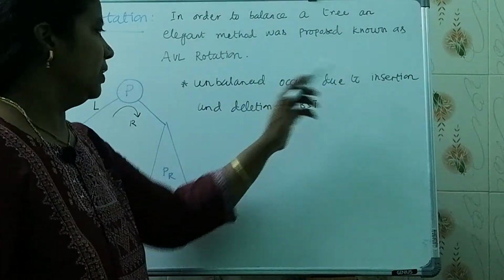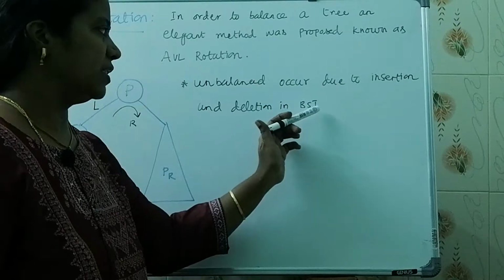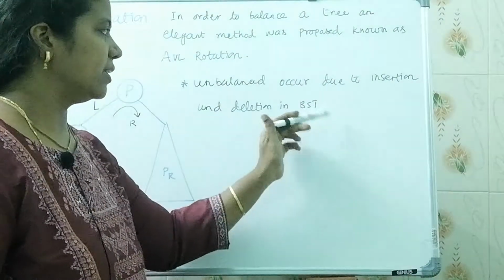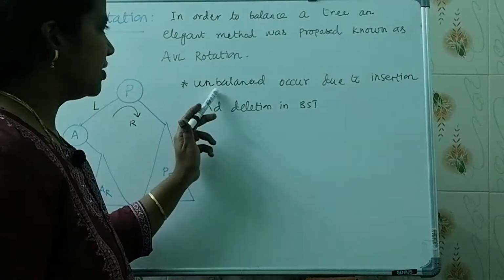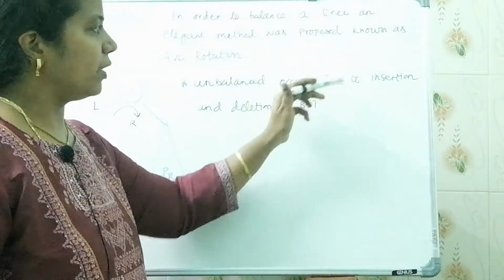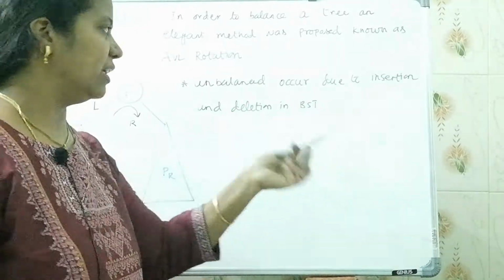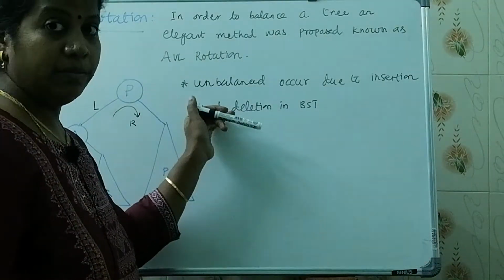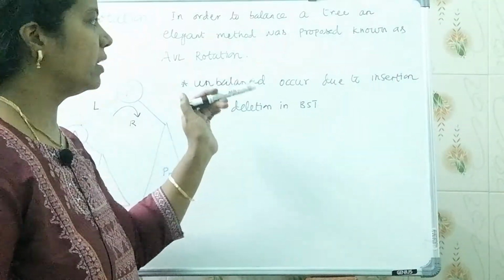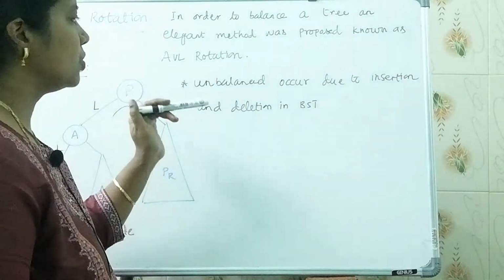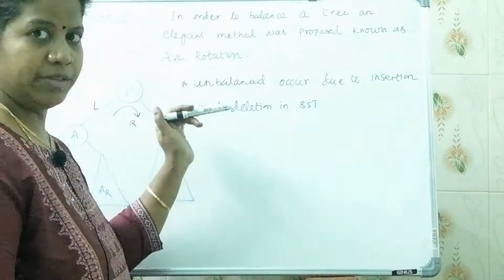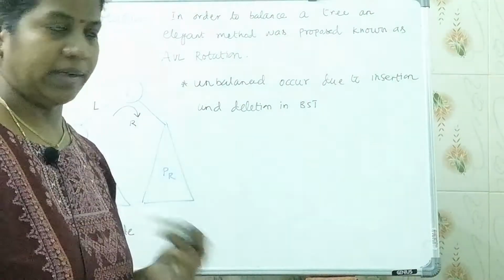Unbalance occurs due to insertion and deletion in a BST. BST stands for binary search tree. So an unbalance can occur whenever you try to insert a new node or delete a node from an AVL tree, and then the tree becomes unbalanced. Then the tree has to make itself balanced with the help of the balance factor.